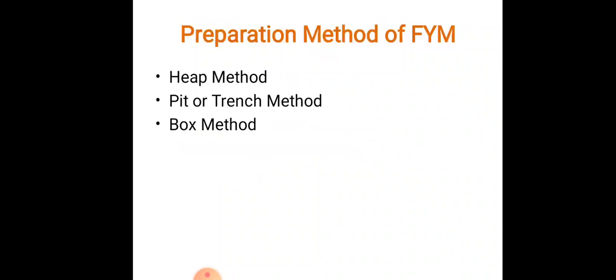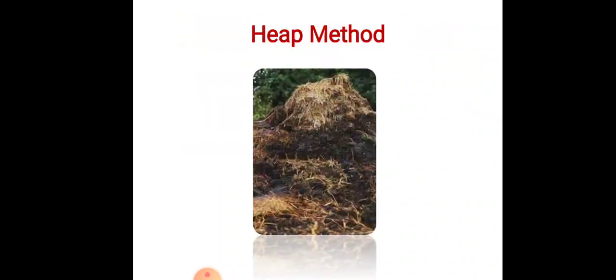Then in this slide there are the methods of preparation of FIM such as heap method, pit method and box method. So let's see what is meant by heap method. Heap method is nothing but the dung or litter is stored above the ground heap-wise. So this method is called heap method.